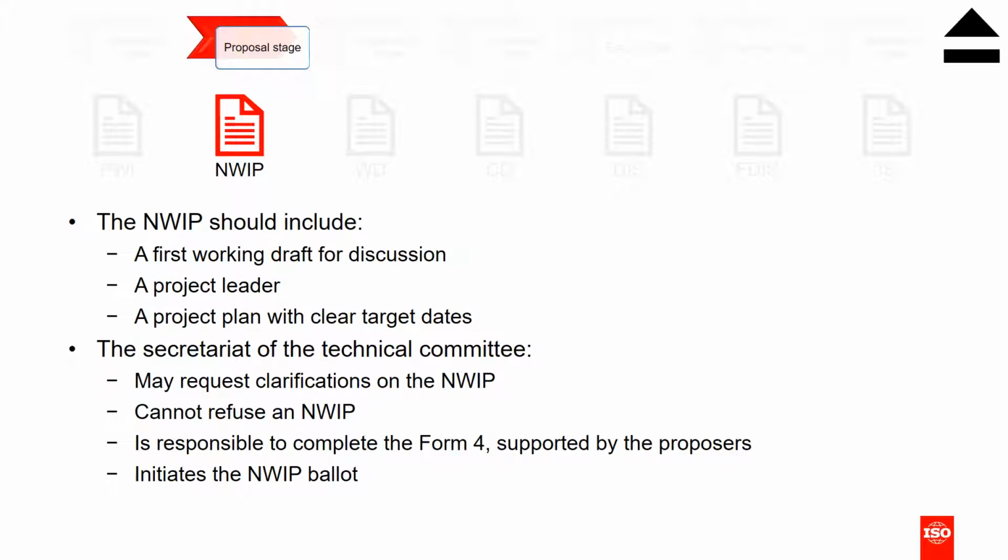At this stage, the proposer should make every effort to include a draft for discussion, or at least an outline of the document. They should also nominate a project leader and provide a project plan with target date. The Secretariat can request clarifications if necessary, but they cannot refuse a new work item proposal. The Secretariat is responsible for filling out the Form 4 in conjunction with the proposer, and they initiate the ballot.